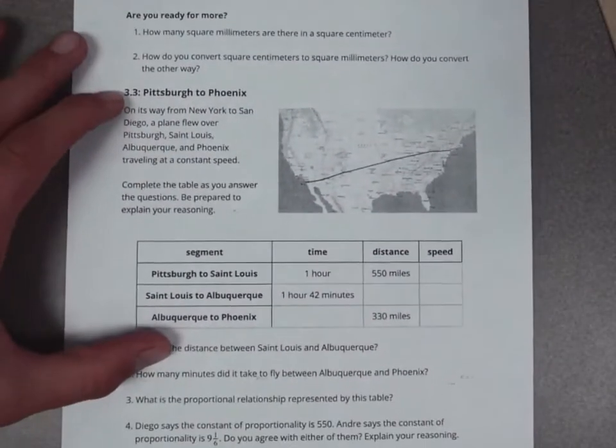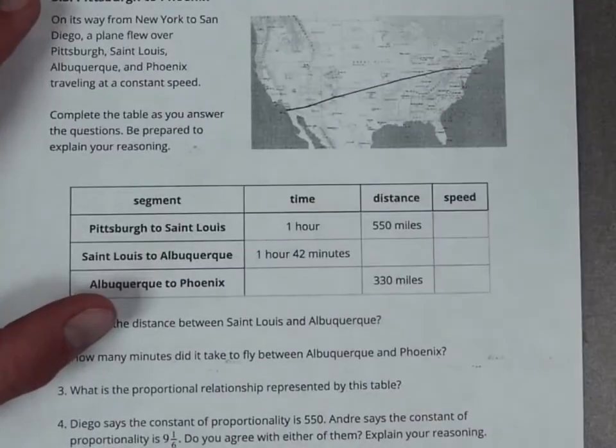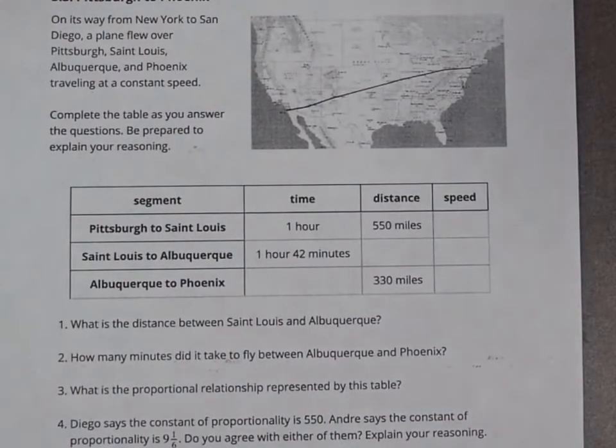Here we go. We're going to go on to the next question. We're going to skip to 3.3 where it says Pittsburgh to Phoenix. Everyone needs to be on the page where I believe there's a map at the bottom and then the actual questions are on the next page. But let's just look at the map for right now. Okay, so we all should be on page 23.